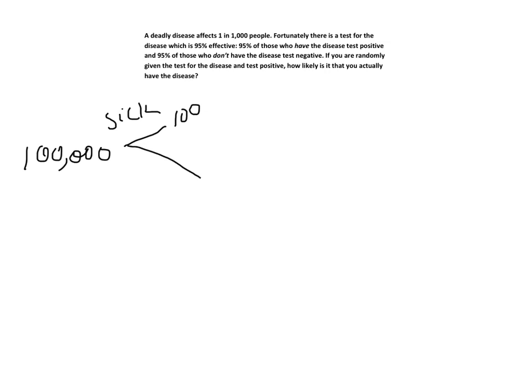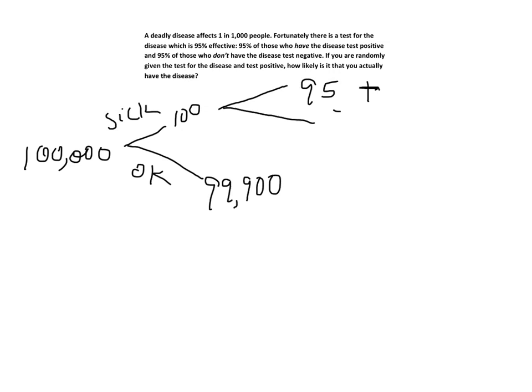And the other 99,900 are okay. They're healthy. Okay, fine. Now, of the sick people, 95% of them test positive for the disease. So 95% of 100 is 95. So here's 95 people testing positive. Let's put a positive sign there. They tested positive. And the other 5 people, they have the disease, but they tested negative.